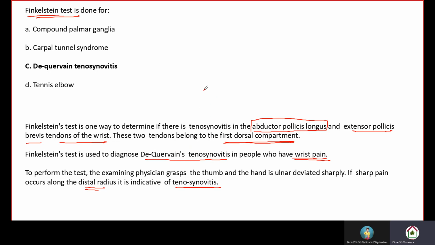The involved structures, and if the involved structure is muscle, then especially which nerve is affected. Involved structures, clinical features like pain and tingling sensation, etc. Especially which pain, wrist pain, and how the test is done.